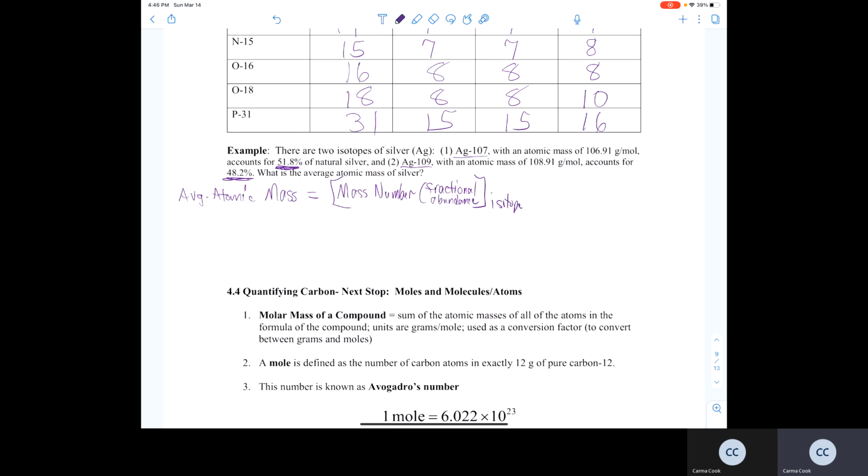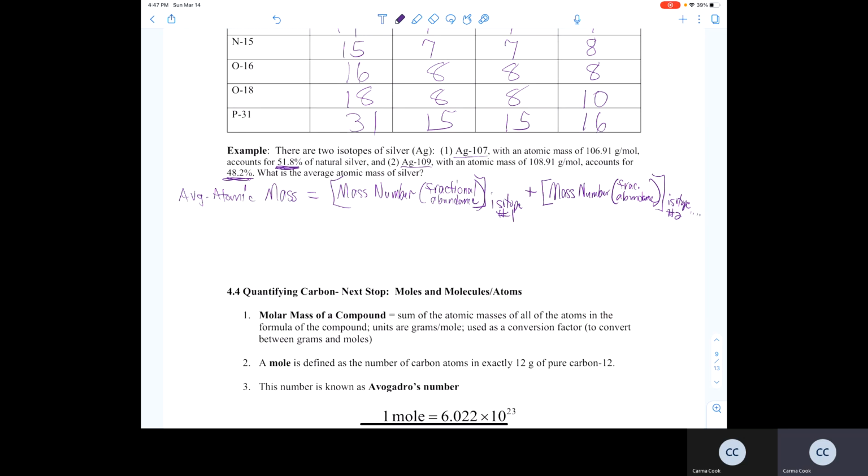For isotope 1, plus the mass number times the fractional abundance for isotope number 2. So on and so forth. Because you can have several different isotopes.